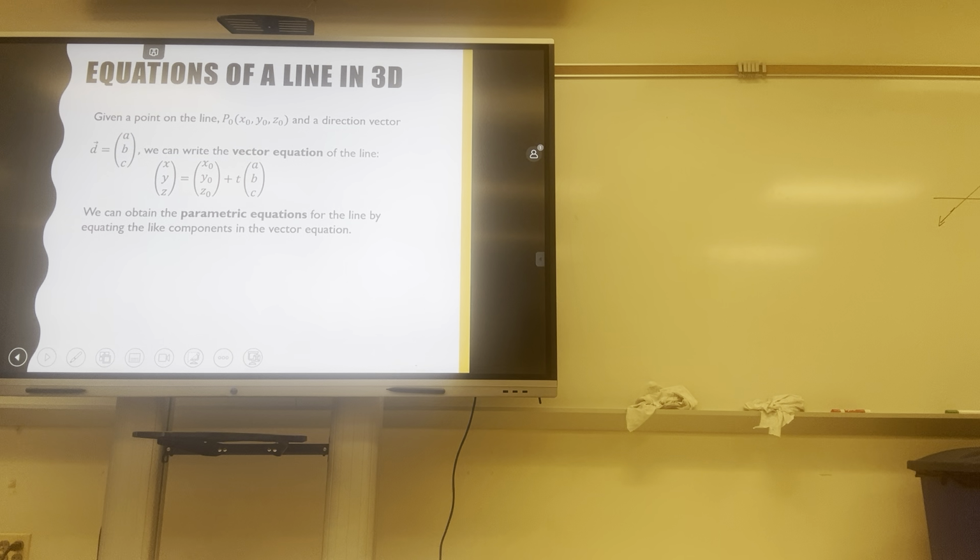x equals x0 plus at, right? And the middle equation for y would be y equals y0 plus bt. And then at the end, you'd have z equals z0 plus ct. So those are the parametric equations, okay?